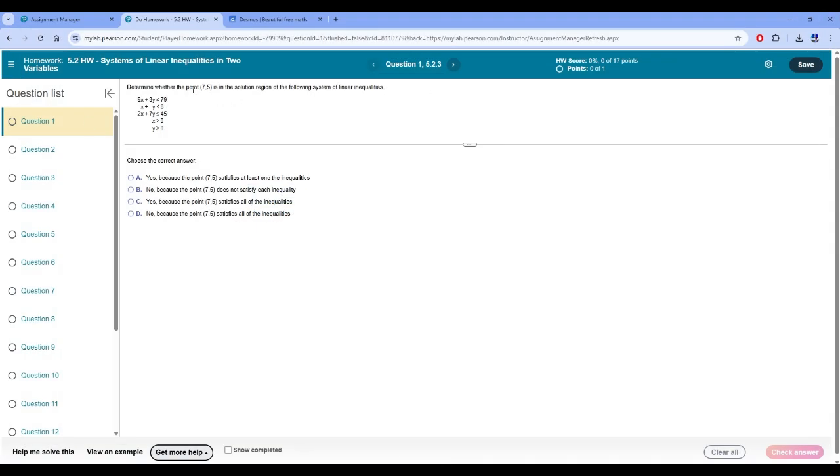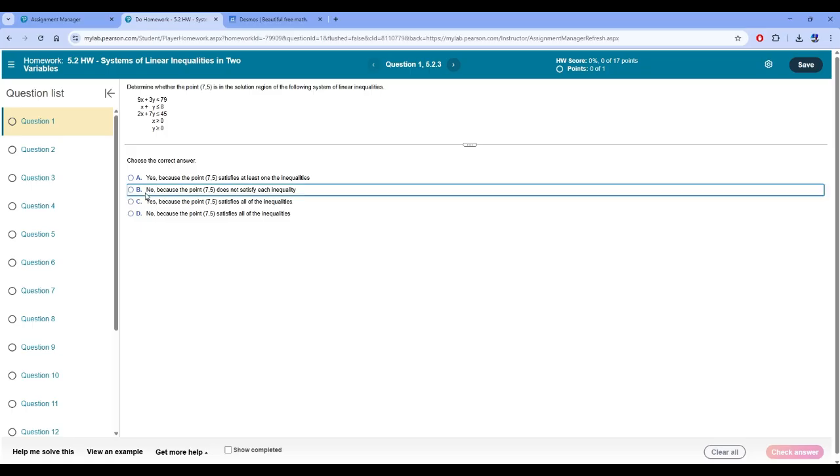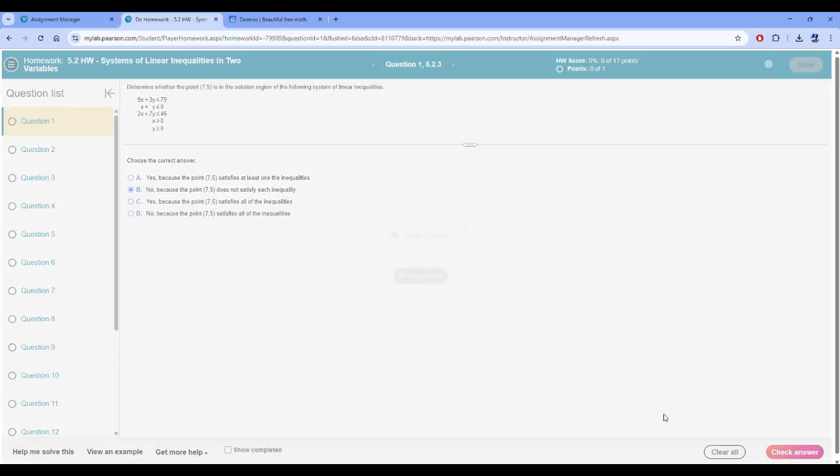Alright, so determine whether the point (7, 5) is a solution to the region of the following system of inequalities. First of all, is 7 positive? Looking at the last two, x is greater than 0, y is greater than 0. Yep, 7 is positive, 5 is positive, correct. Now the question is, is each of these true? My eye pointed to the middle one: x plus y is less than 8. Obviously 7 plus 5 is not less than 8, so no, because it does not satisfy each inequality.